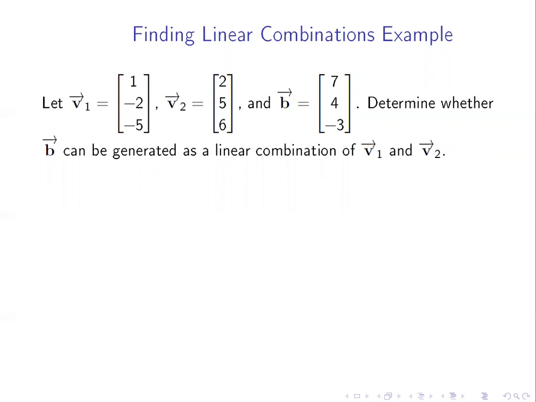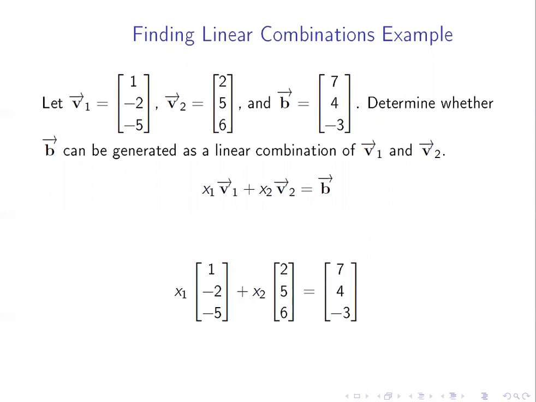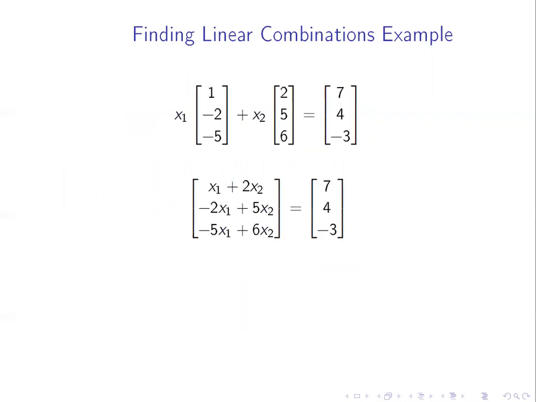So to understand this, we want to know if B is a linear combination of V1 and V2. Meaning, are there some numbers, we'll call them X1 and X2, so that X1 times V1 plus X2 times V2 equals B? Well, I could rewrite this using my vectors V1 and V2, scale in my X1s and X2s and then add them together. Notice, as a reminder, an equation is equal if and only if the components are equal. So now I have this equation, and this equation.